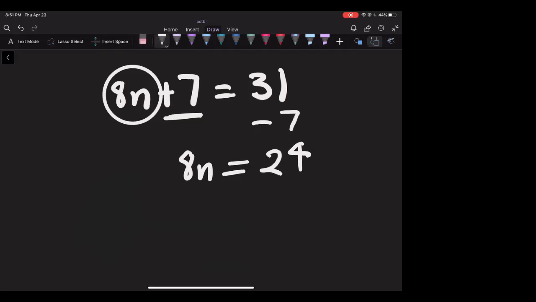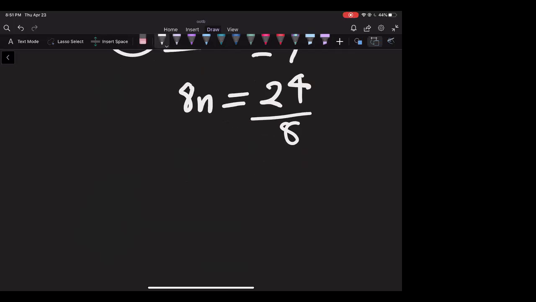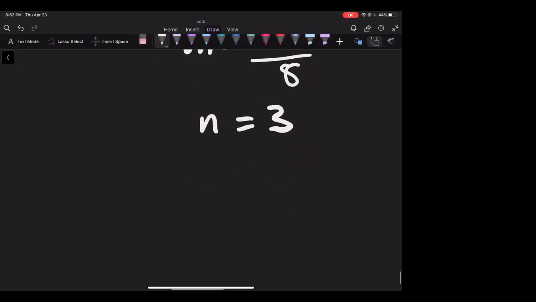So now we're here. What's the opposite of multiplication? Division. So we're going to divide 24 by 8. 8 times 2. 2 is the answer. 24 divided by 8 is 3. Oh yeah, 3. Sorry. N is equal to 3. Are you kind of understanding how we do these questions? Yeah. Okay, let's do a couple more.